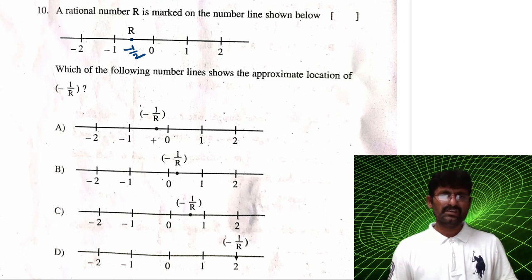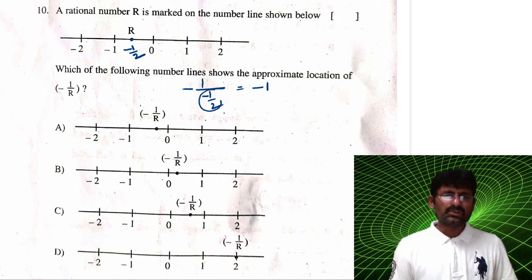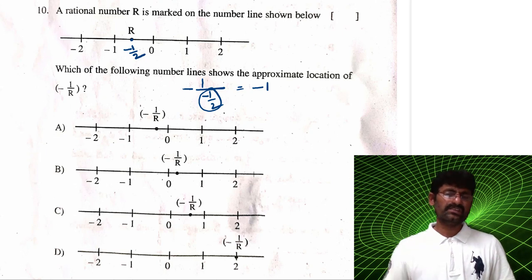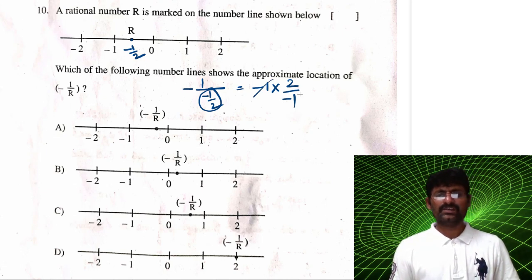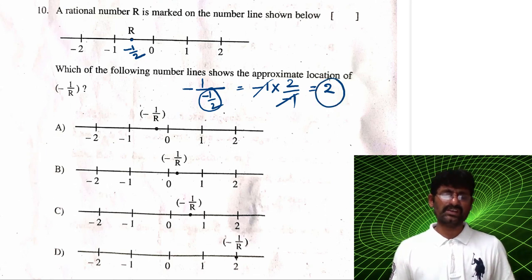That is r. Now what will negative 1 by r be? Negative 1 by r is nothing but negative 1 by negative 1 by 2. Negative 1 by 2 is in the denominator. If we bring that to the numerator, that will be times 2 by negative 1. So negative 1 gets cancelled. This is equal to 2. Be sure this is the approximated value. That's it. Now you see in the options, where is this approximated value of 2?